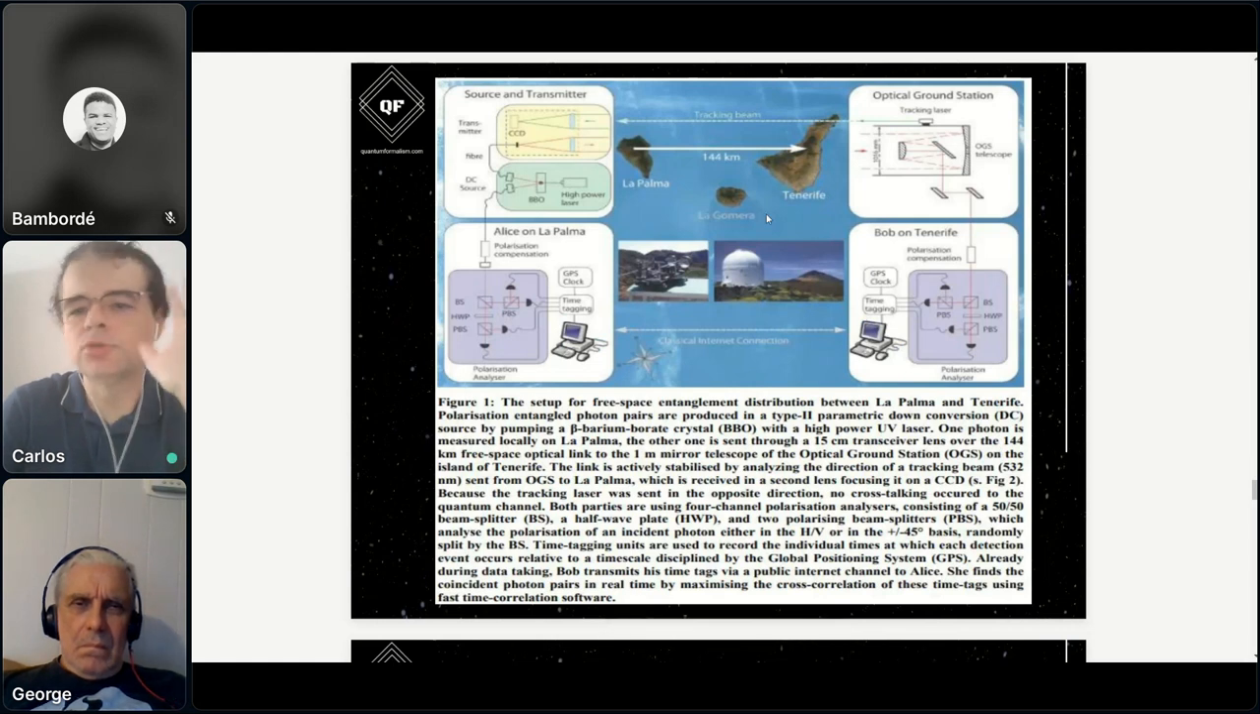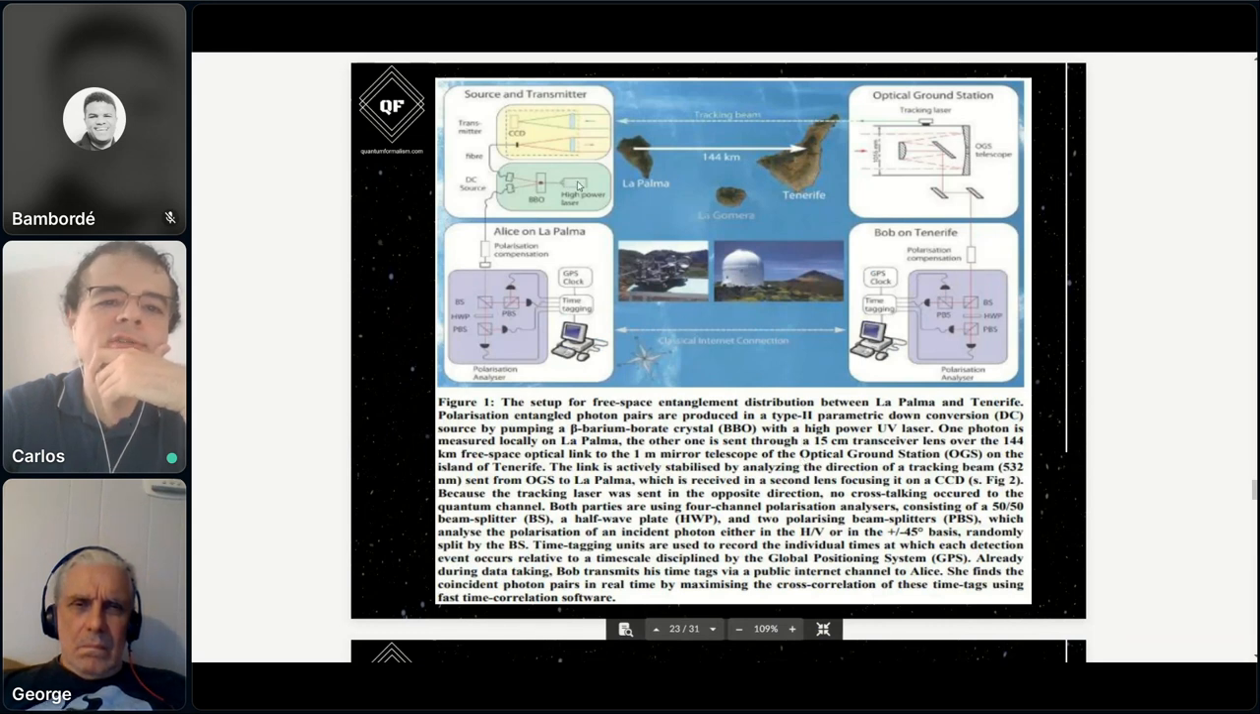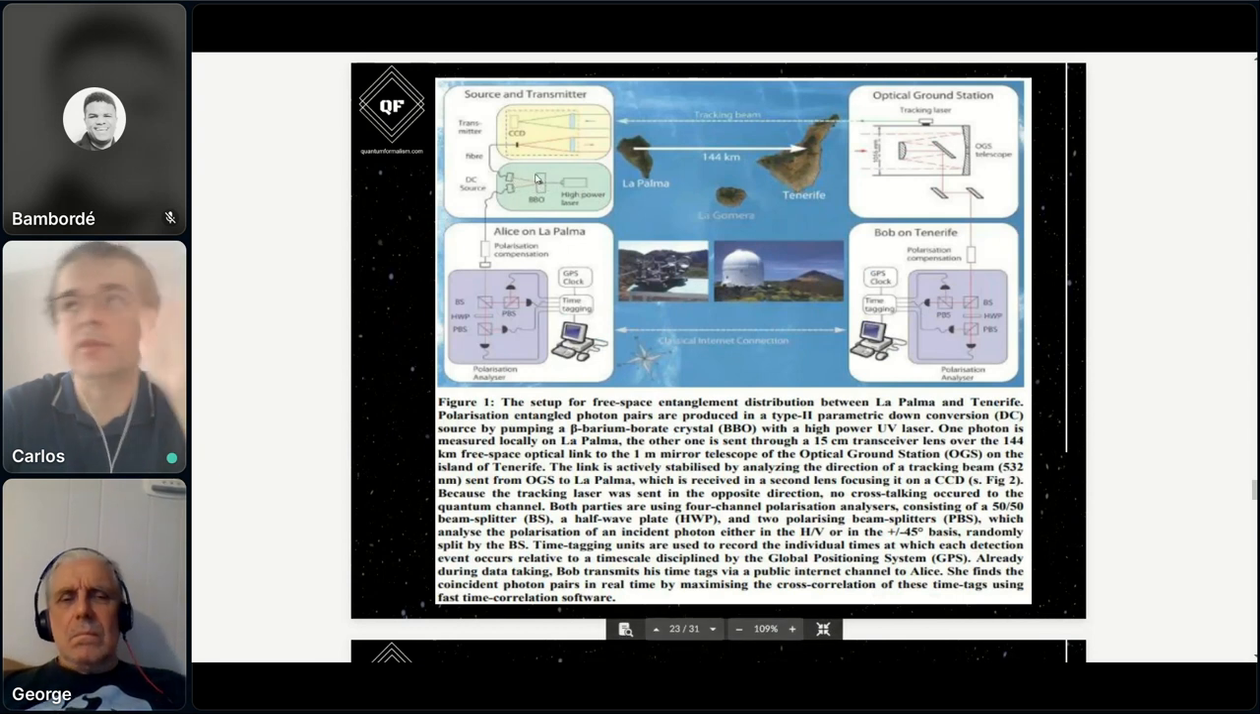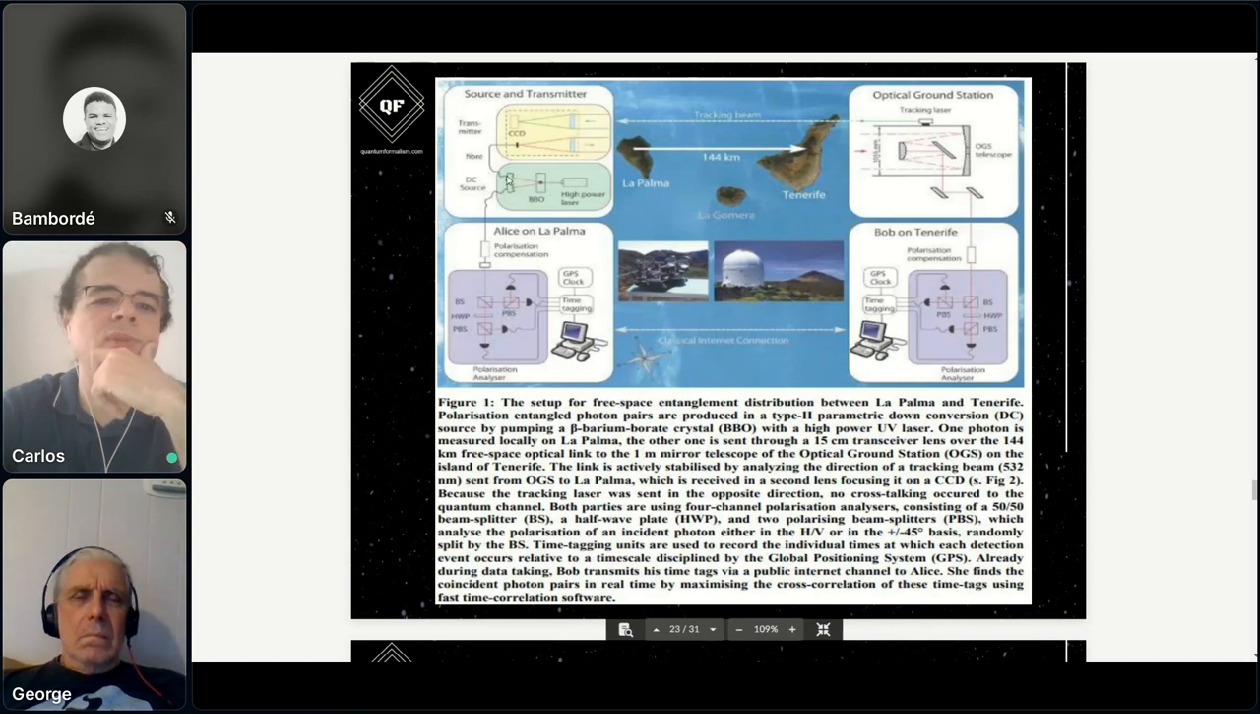So basically, I'll just give a summary here. I don't understand all the details of the experiment, but at least I'll try to show you the main idea. In La Palma Island, they have a laser that sends a photon. The photon has some polarization. This polarization can be decomposed: one part comes here and the other part comes here.